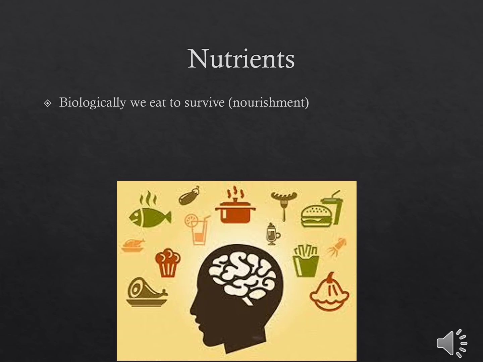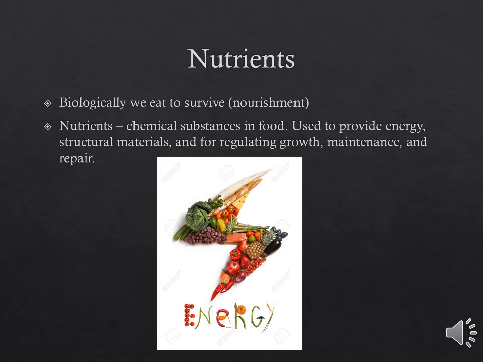So what are nutrients? Nutrients are the chemical substances in food. They are used to provide energy. They can be used for structural materials. They can serve as regulating agents that would, for example, support growth and maintenance and repair of your body. They can reduce the risks of certain diseases. And think about all that for a second. What that means is that our bodies can get all the energy, all the structural material, all the regulating agents that we need to survive and thrive from food.